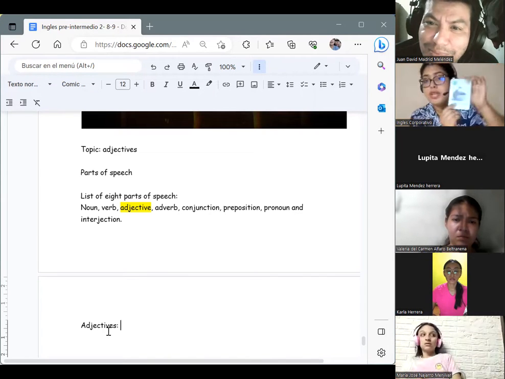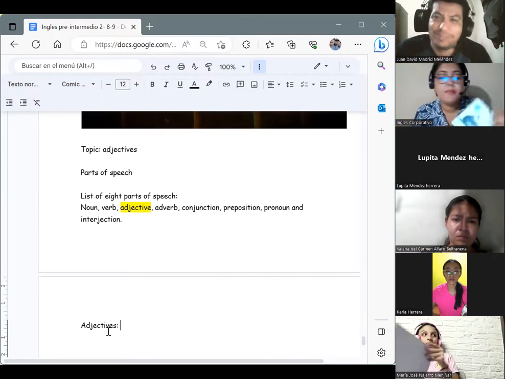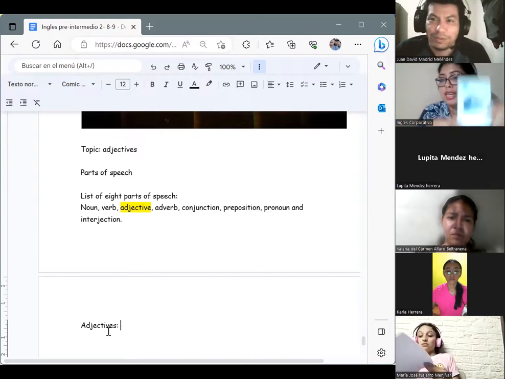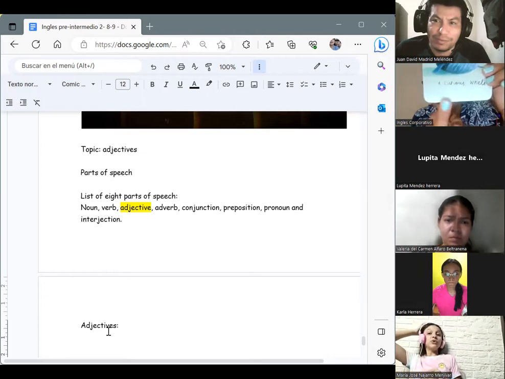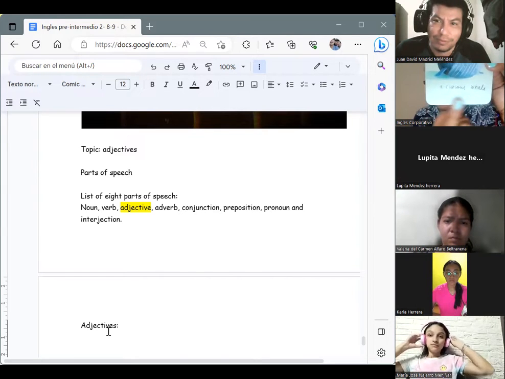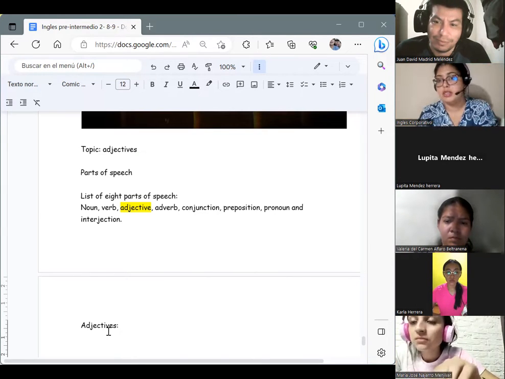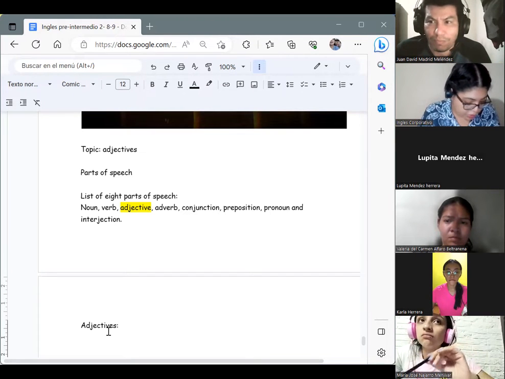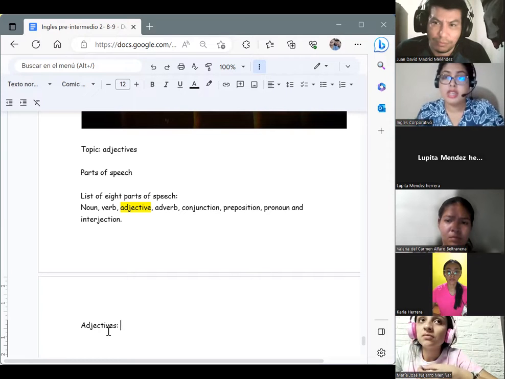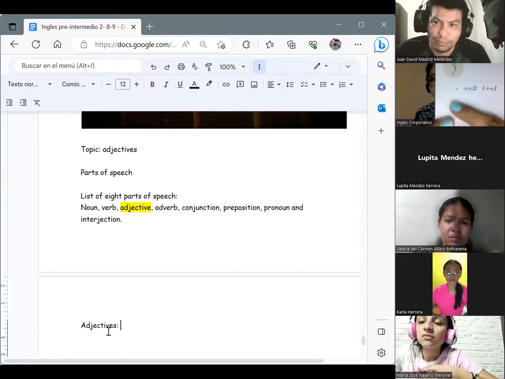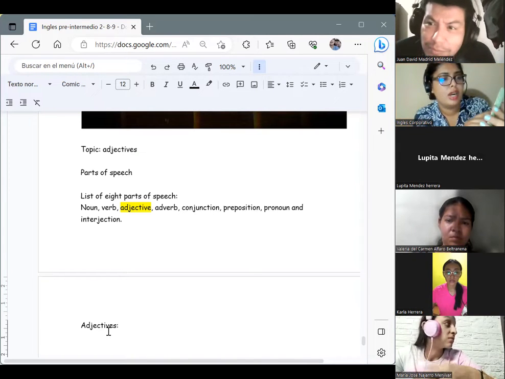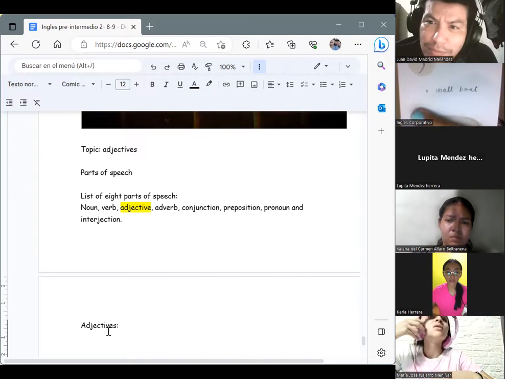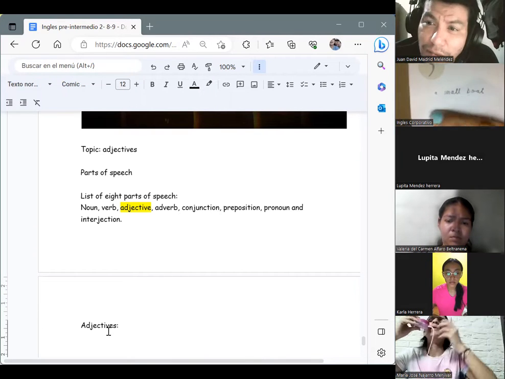And in this one, it says a curious whale, una ballena curiosa. This one, the curious, la palabra curiosa, es mi adjetivo en esta oración que yo tengo aquí. Estoy describiendo la ballena. ¿Cómo es la ballena? Curious. Es una ballena curiosa. So, in that case, when we are making descriptions of the thing, we are using the adjectives.